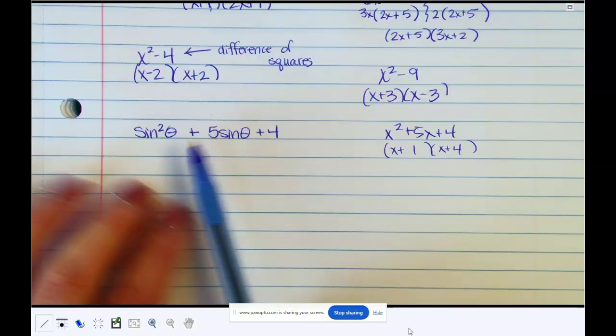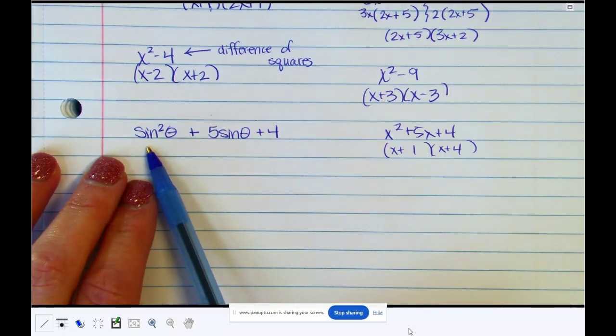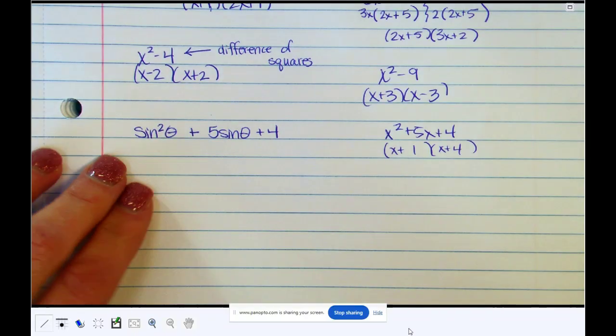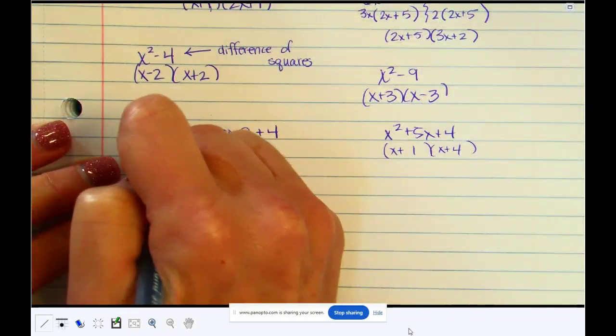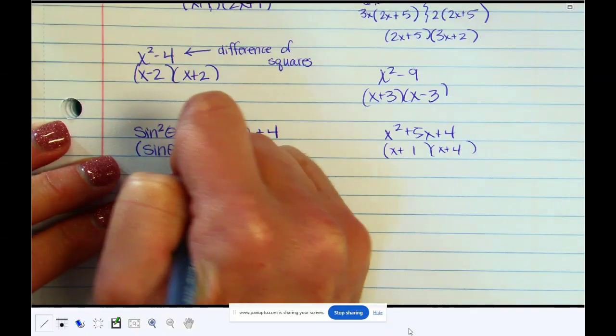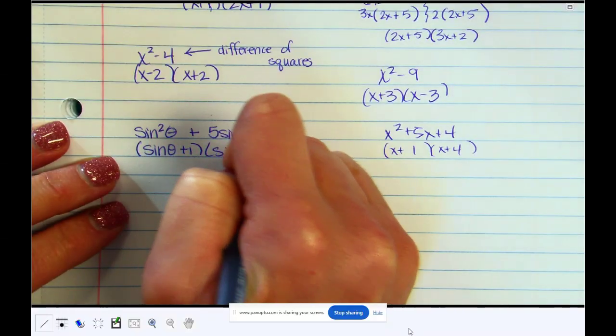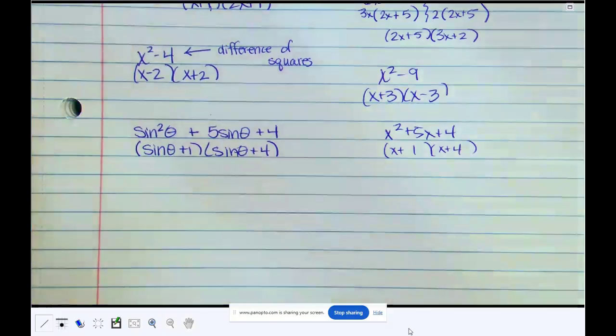So over here, instead of having x's, we have sines. So this just factors to sine plus 1 and sine plus 4. So it's just like factoring quadratics, except for the fact that your variable, quote unquote variable, is not an x, it's sine. In this case, it's sine.